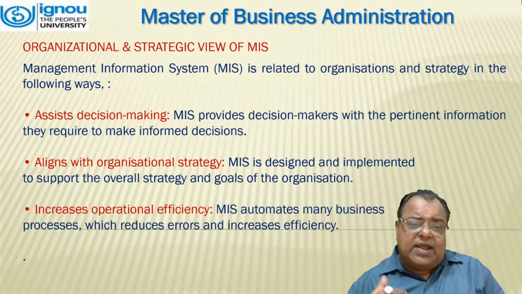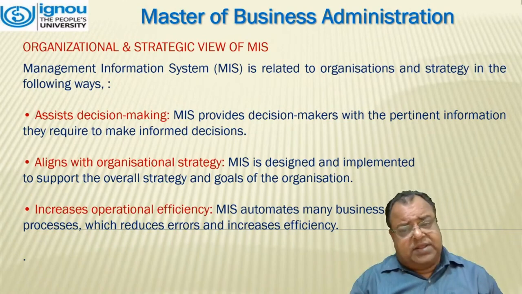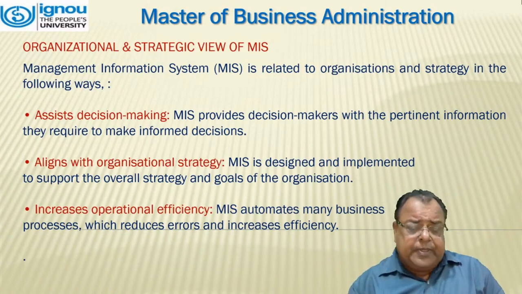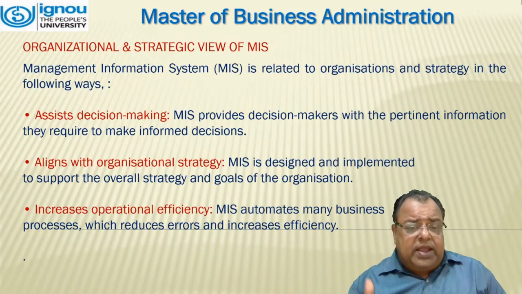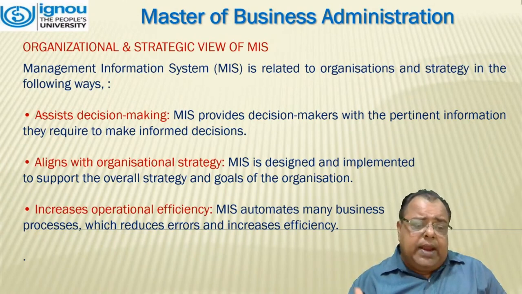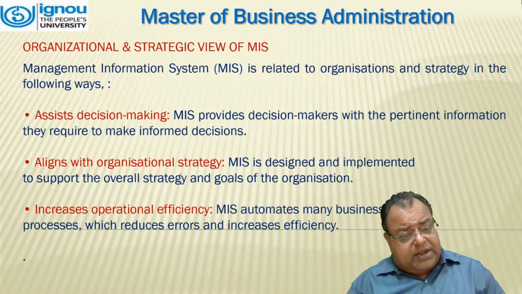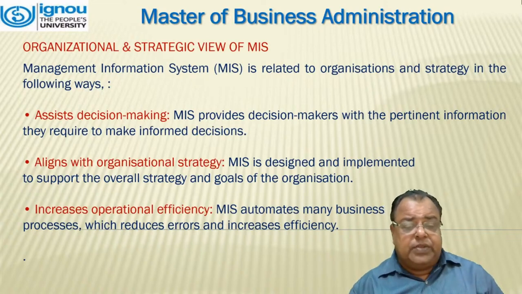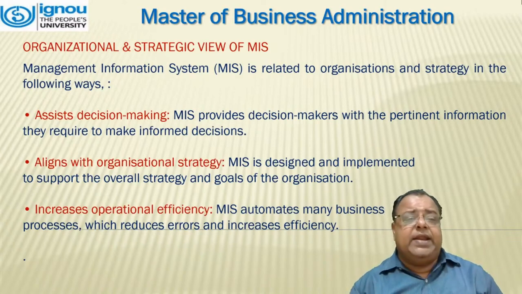The next component is organizational and strategic use of MIS. Management information system is related to organizations and strategy in the following ways. First one is assist in decision making. MIS provides decision makers with the pertinent information they require to make informed decisions. Aligns with organizational strategy. MIS is designed and implemented to support the overall strategy and goals of the organization. It increases operational efficiency. MIS automates many business processes, which reduces errors and increases efficiency.